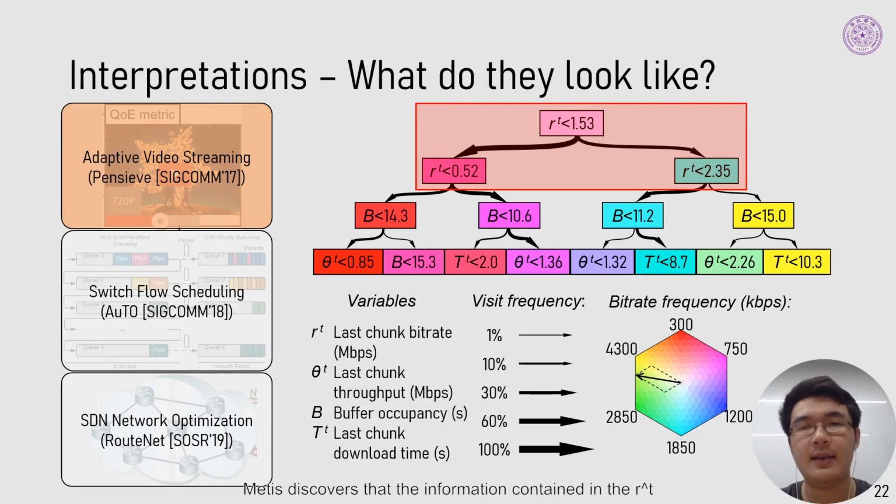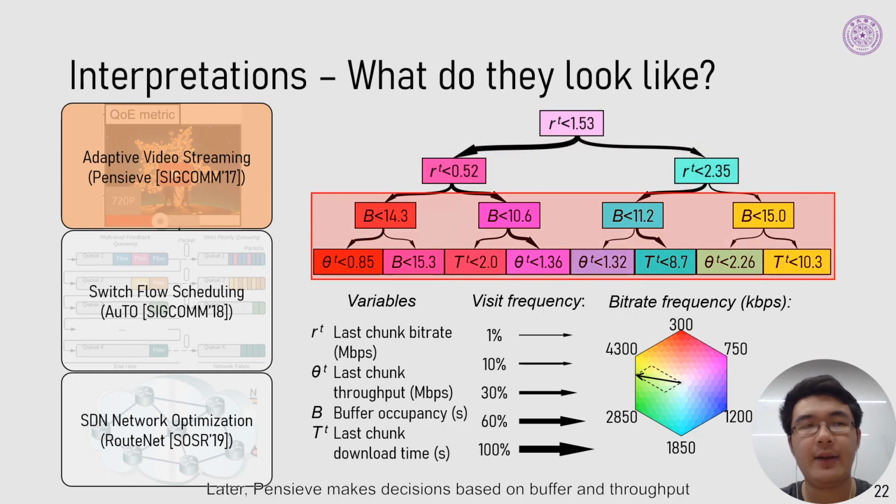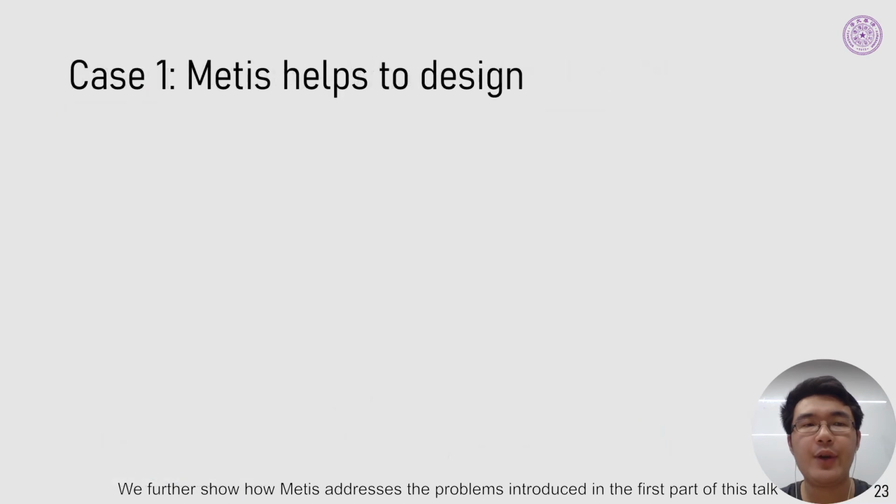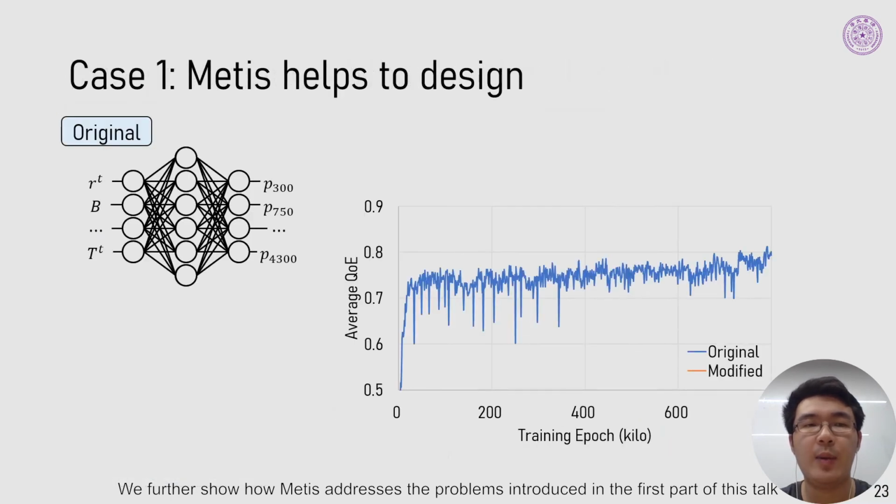Mattis discovers that the information contained in the RT affects the performance significantly. Later, Pensive makes decisions based on buffer and throughput, similar to existing heuristics. For interpretations of other systems, please refer to our paper. We further show how Mattis addresses the problems introduced in the first part of this talk.